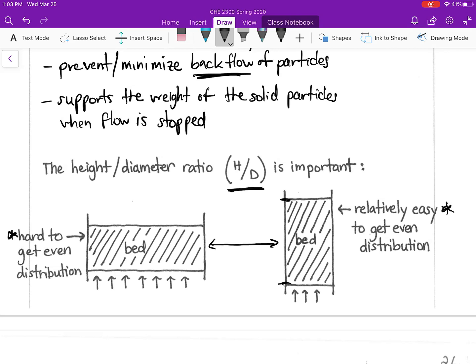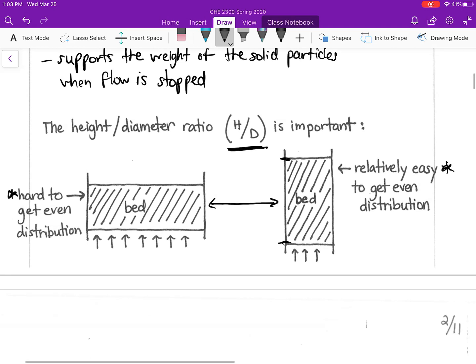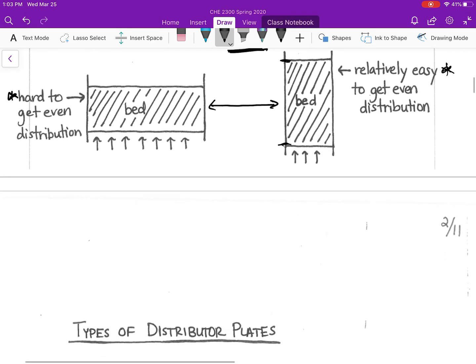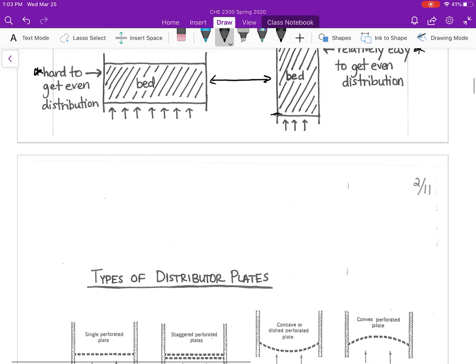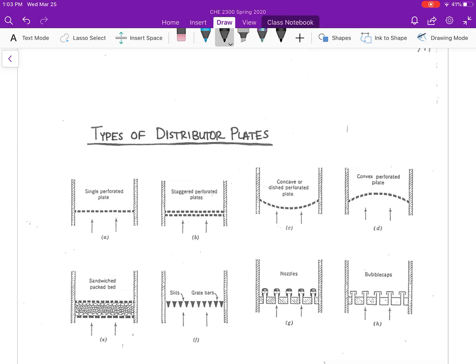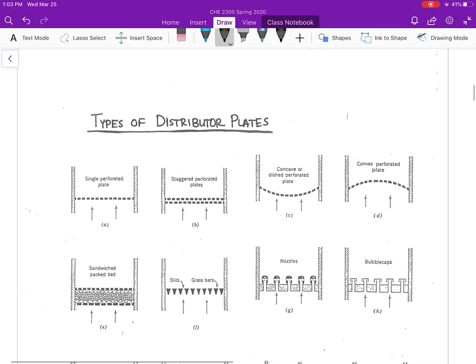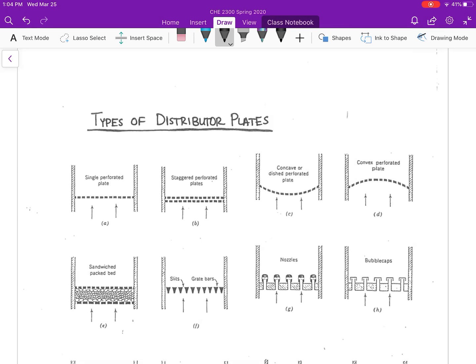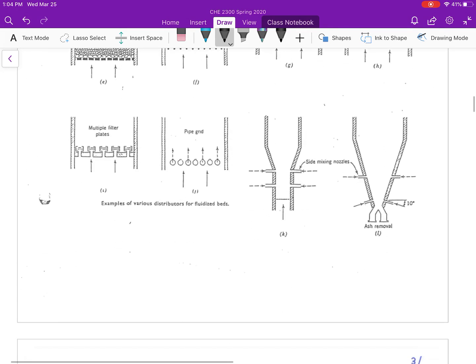So this ratio between the height of the packed bed and the diameter of the packed bed is a very important parameter when designing your packed bed or fluidized bed column. I am going to briefly mention and point out these different types of distributor or distribution plates. I'm not going to spend a bunch of time on this. I'm just going to point out the fact that they exist and there are multiple kinds of distributors.